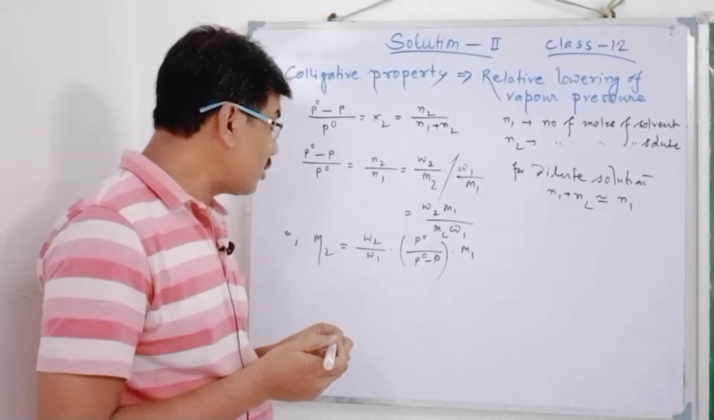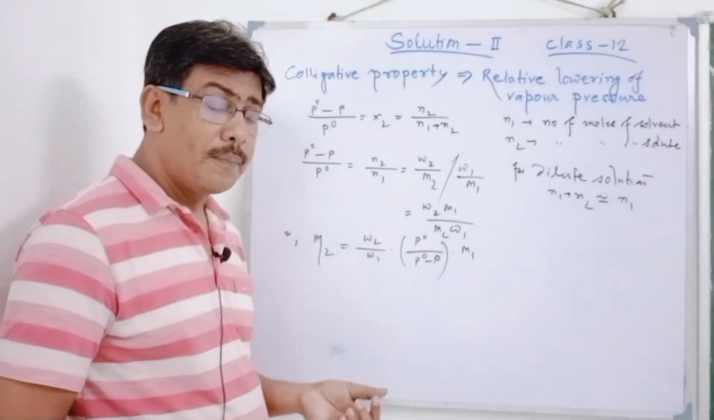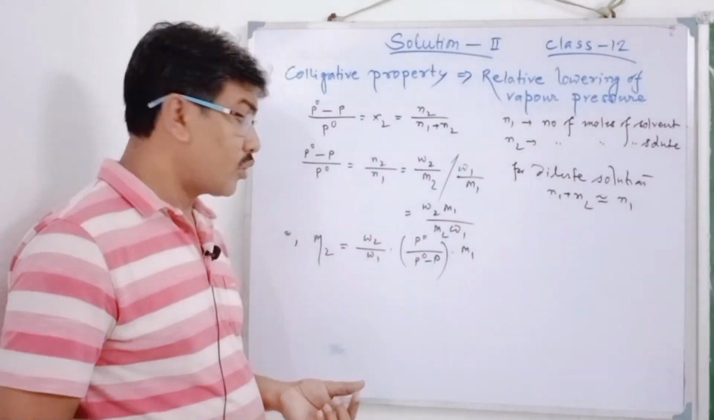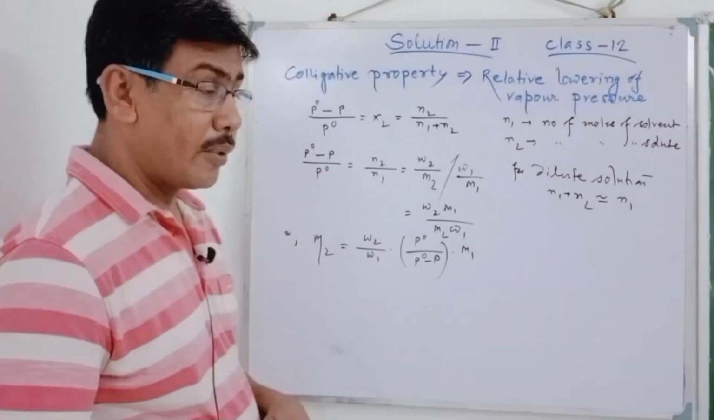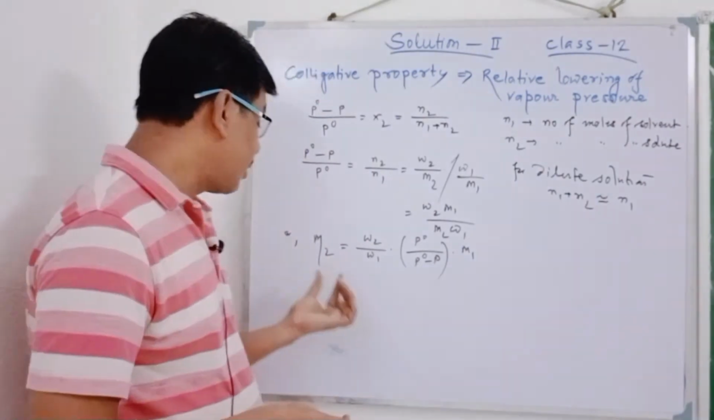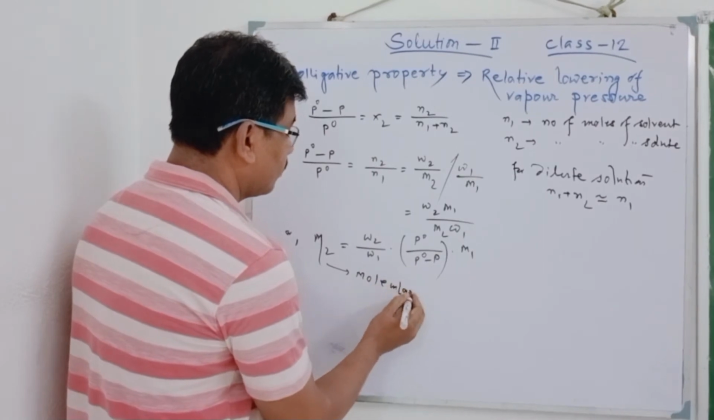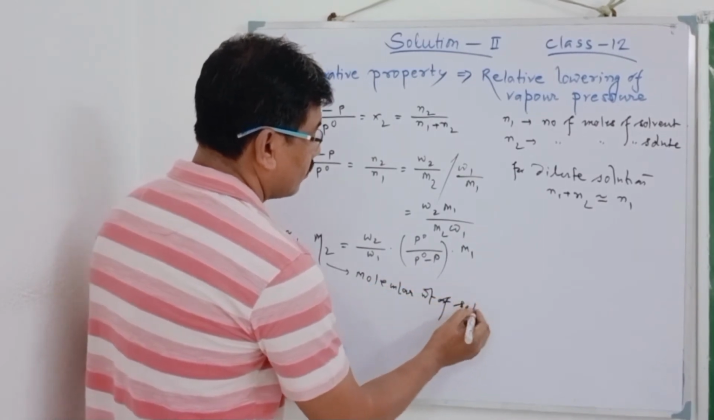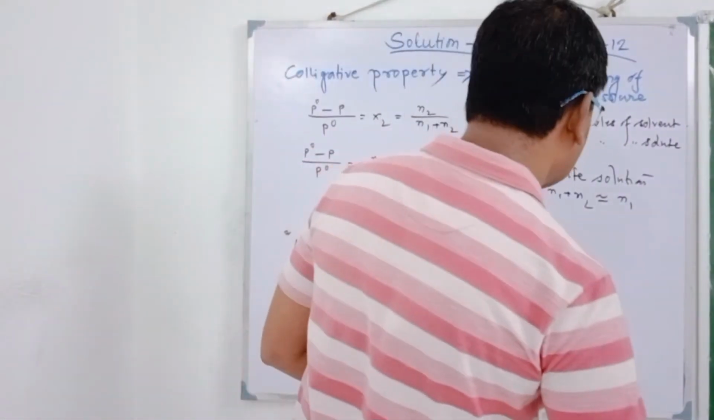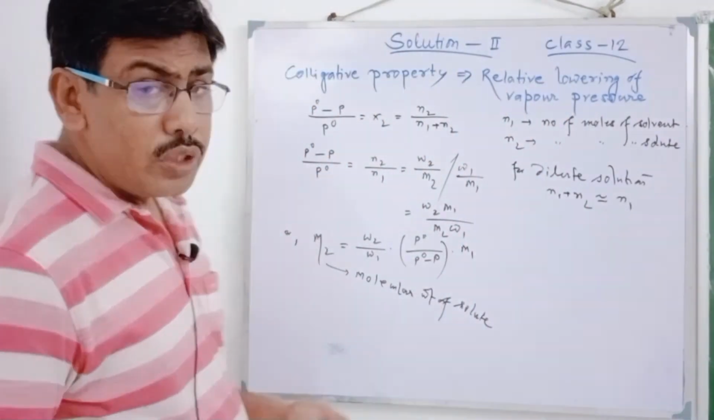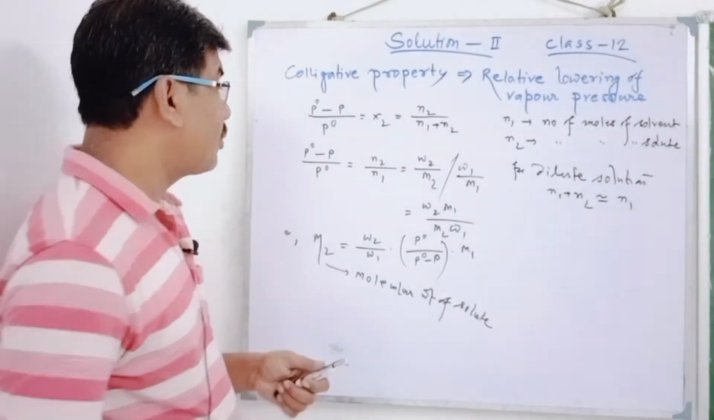This is the molecular weight we can determine from this equation. M2 is the molecular weight of the solute, W2 is the weight of solute, W1 is the weight of solvent, P naught is the vapor pressure of pure solvent, P is the vapor pressure of solution, and M1 is the molecular weight of solvent. From this equation we can determine M2, that is, the molecular weight of the solute. This is how we can determine the molecular weight. Now we have to determine the molarity of a solution.